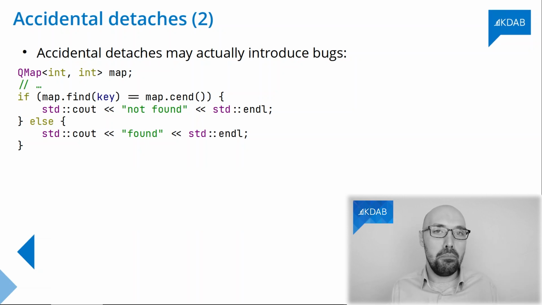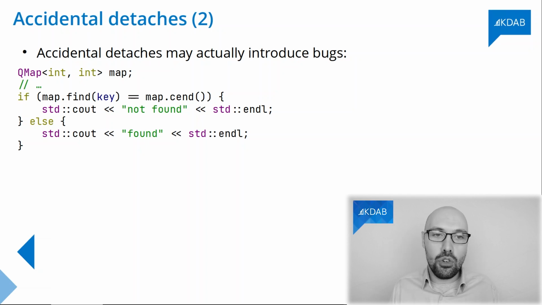So how can you build such a check? Well, you can simply ask, does the map contain the key by calling find? Then you compare the iterator returned from find with the iterator pointing to the end of the map, cend. If the two are equal, then you know that the key is not in the map and you print not found. Otherwise, you know the key is in the map and you print found. So this looks legit. Where's the problem with this code?